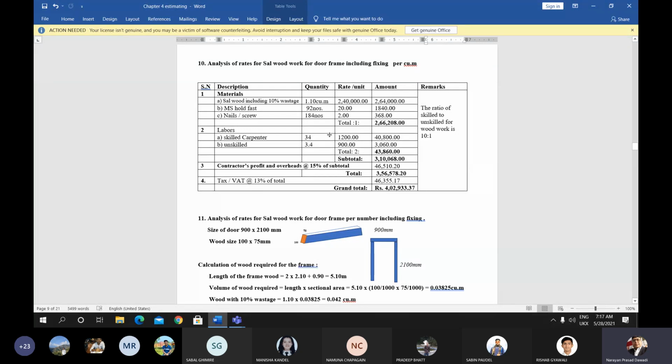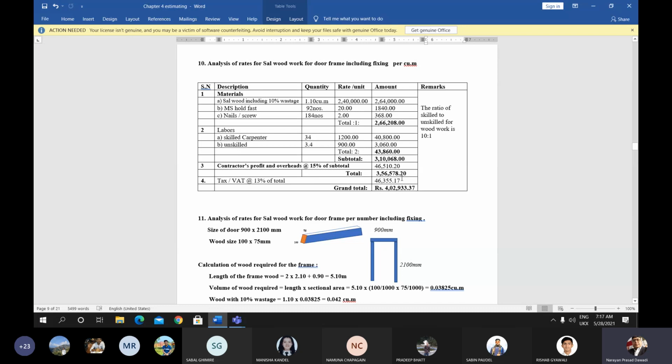For the carpenter, the rate may be 1200 for skilled manpower, and for unskilled manpower, the rate may be 900, which gives the total cost of the labor as 43,860 rupees. The tools, plants, and equipment are not considered here because the carpenter must carry his own tools. He should have all the necessary hand tools for constructing the wooden members. That's why it is not considered here.